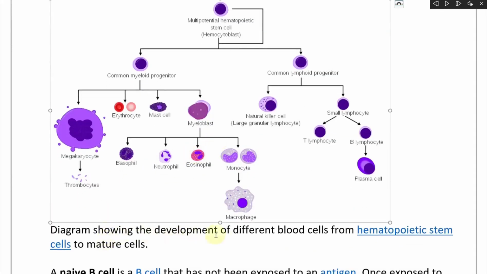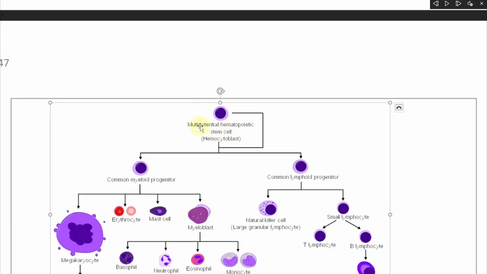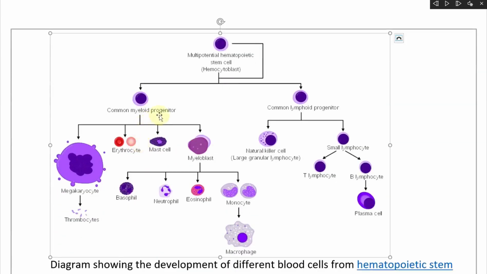So here's a diagram showing the development of different blood cells from hematopoietic stem cells to mature cells. So we have this right here, the multipotential hematopoietic stem cell, also called a hemocytoblast. Then it can split up into a common myeloid progenitor cell, that can generate further down the line here. And also you have the common lymphoid progenitor cell. So there's myeloid. This gets these red blood cells there.